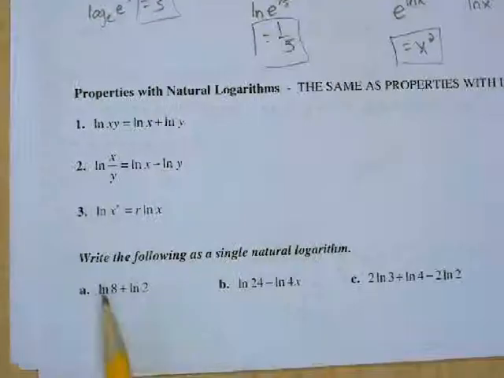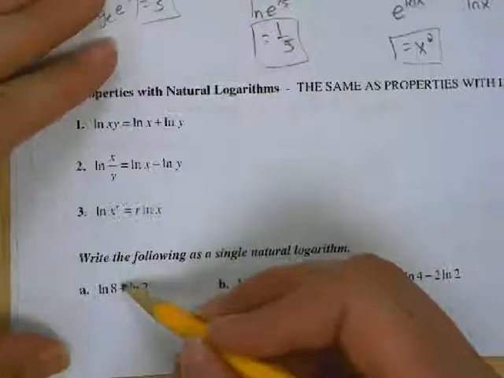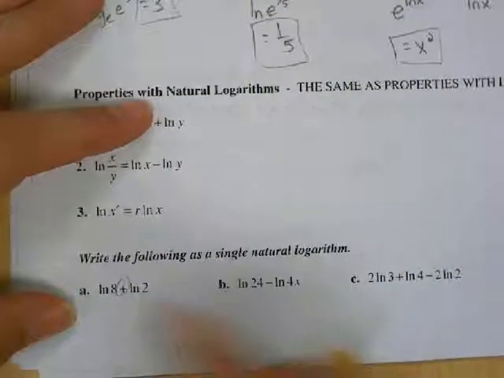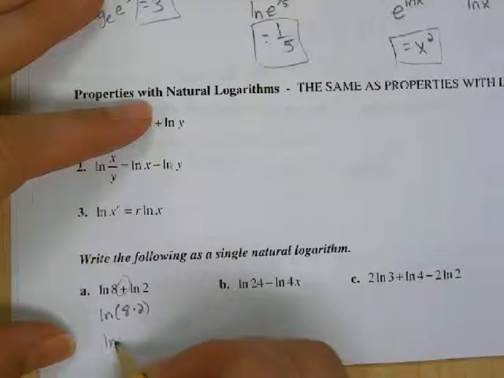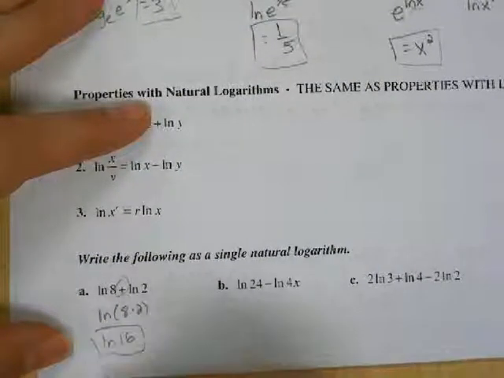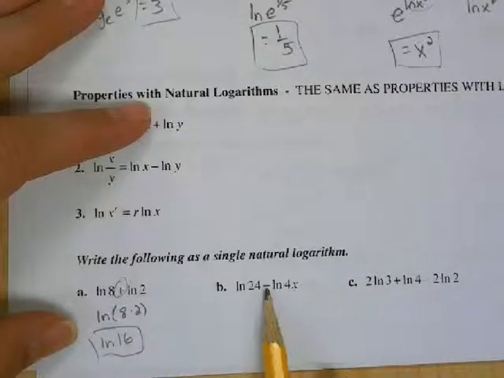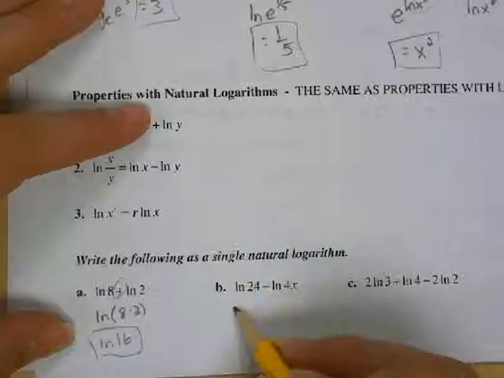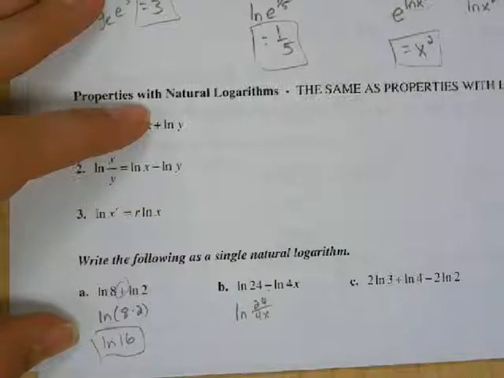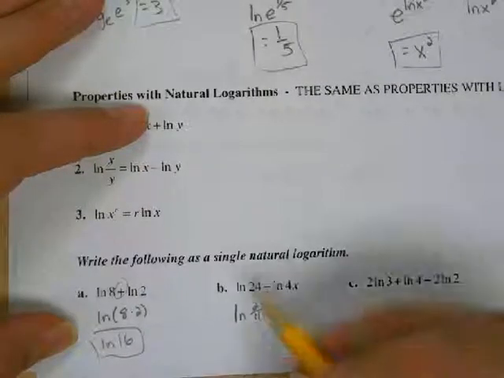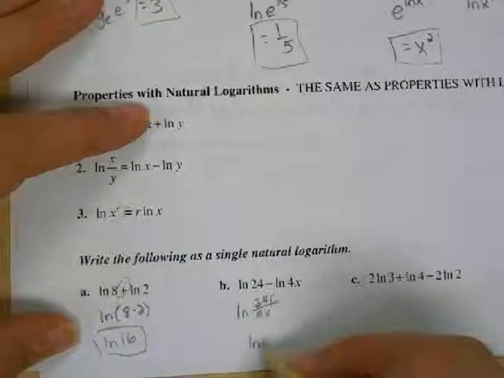The natural log of 8 plus the natural log of 2. Well, when I'm adding, I multiply arguments. So natural log of 8 times 2, which is just the natural log of 16. That's your answer. Here, when I'm dividing, or when I'm subtracting, I divide arguments. So the natural log of 24 over 4x. We'll reduce that. 24 over 4 reduces to 6. Be careful, though, that x is still on the bottom, so I get natural log of 6 over x.